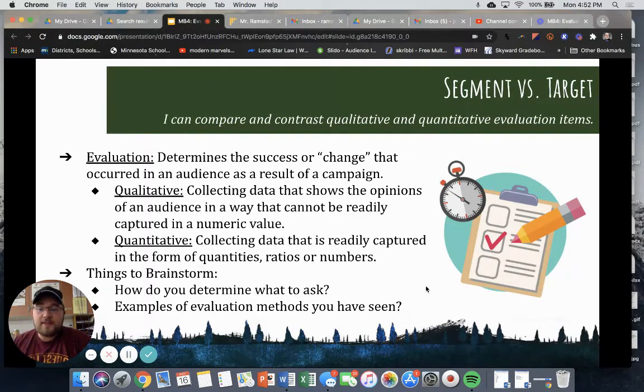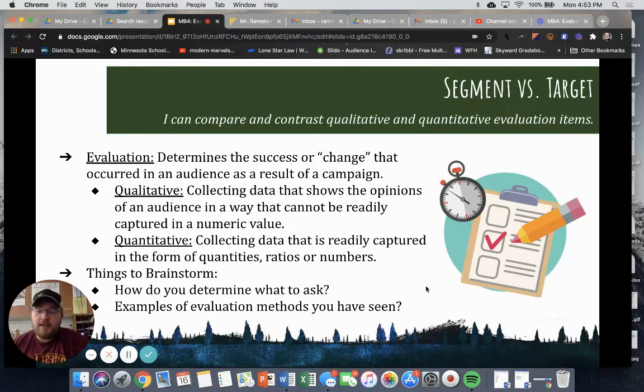When we evaluate something, we determine the success or change that occurred in an audience as a result of a campaign. Now, if our goal of a marketing campaign is to increase sales by 30%, we might not have achieved that, but we may have brought about some awareness. So when we evaluate our campaigns at the end of the day, we want to make sure that we're seeing, did the audience learn more about our company or our business or our cause or event or whatever that may be. So not necessarily success, but also change in the attitudes or mindsets or knowledge of an audience.